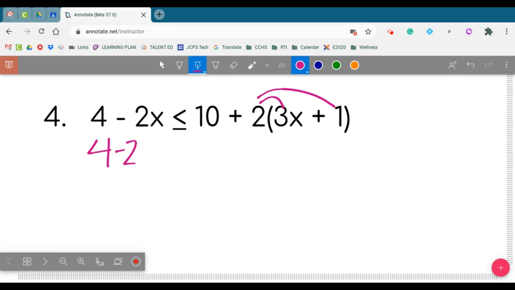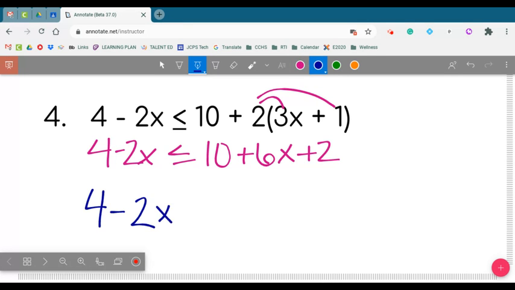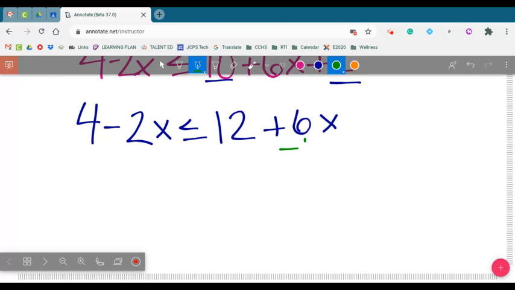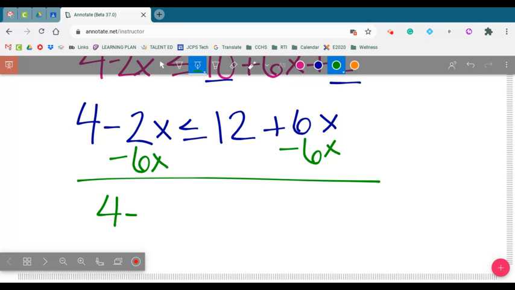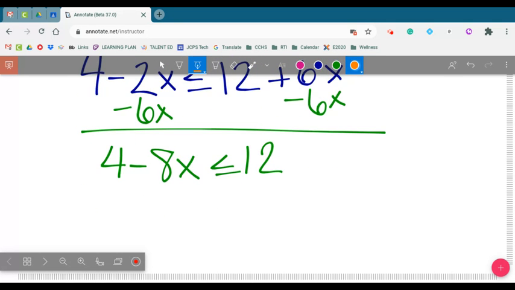So the 4 minus 2x stays the same. 2 times 3x is 6x, 2 times 1 is 2. Then keep your 4 minus 2x, and then on the right side, we can combine 10 and 2 to get 12. Then I need to move my 6x over. We get 4 minus 8x is less than or equal to 12. Then we got to move our 4 over. So we get negative 8x is less than or equal to 8.